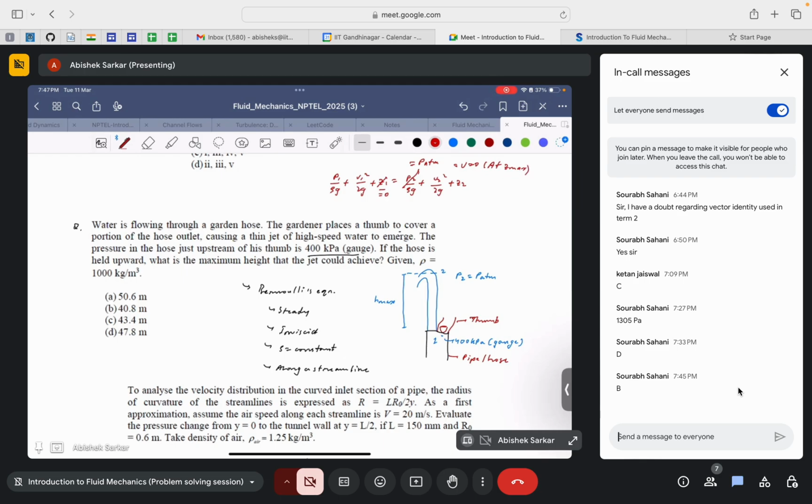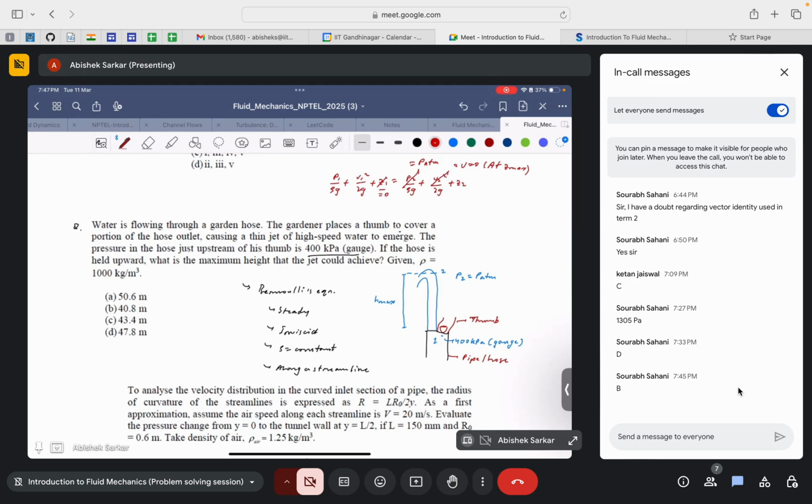Okay, so what about V1? Because you need to know V1 to get the value of Z2, right? So what do you take? Below his thumb, the velocity of water would be 0. Yeah, exactly. So of course, that's the correct approximation that you have taken.